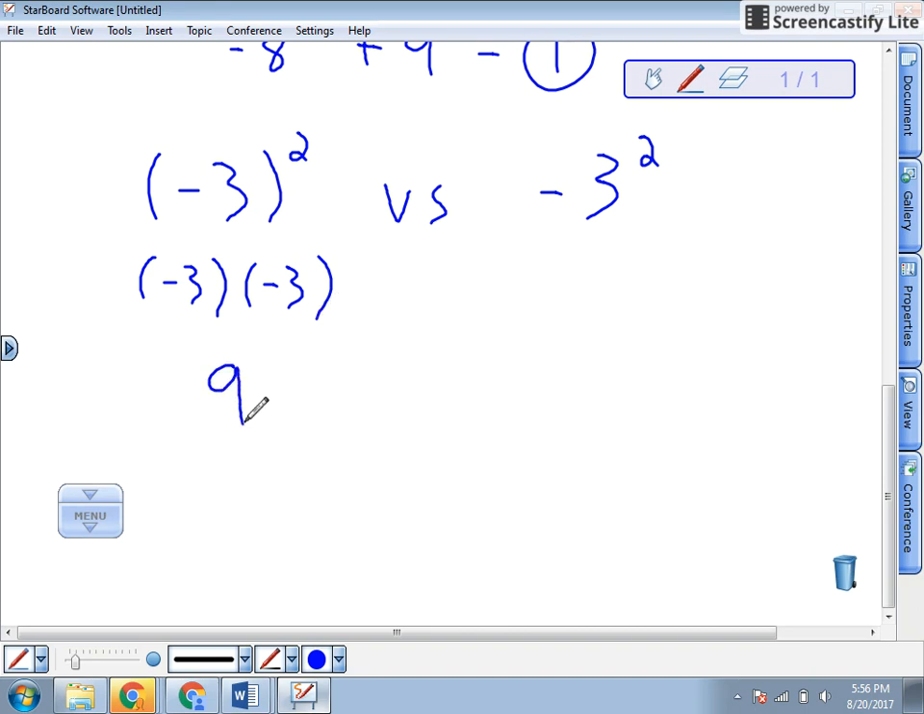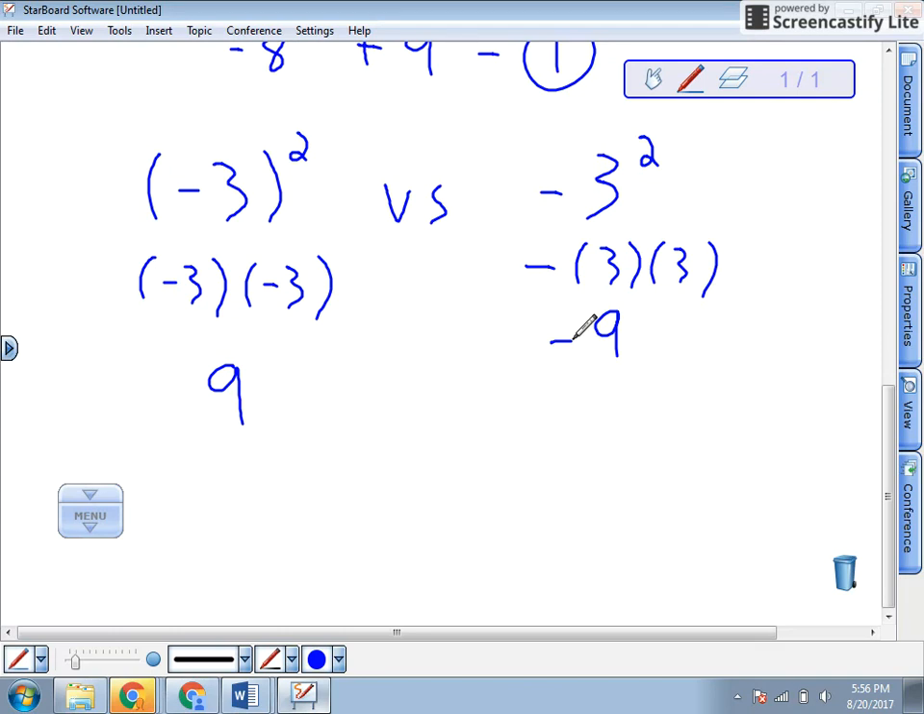Now let's take a look at the other side. Without the parentheses, exponents first. So we have to square that 3. It's actually going to be 3 times itself. But then we still have that negative sign in front. Well, 3 times itself is 9. And then we still have the negative. So it's negative 9. So you can see a big difference between with parentheses and without the parentheses.